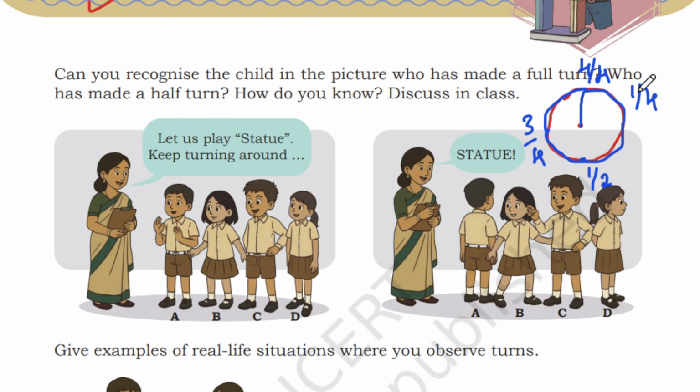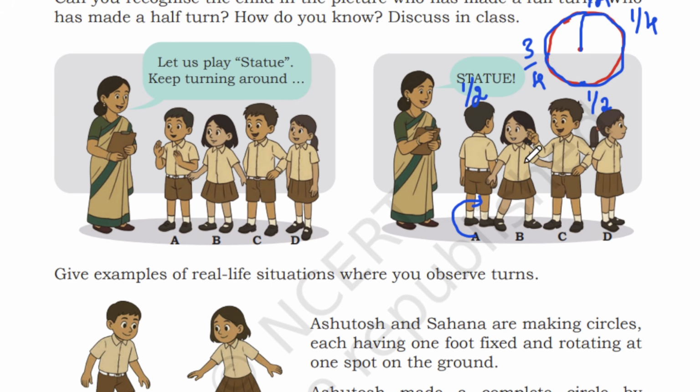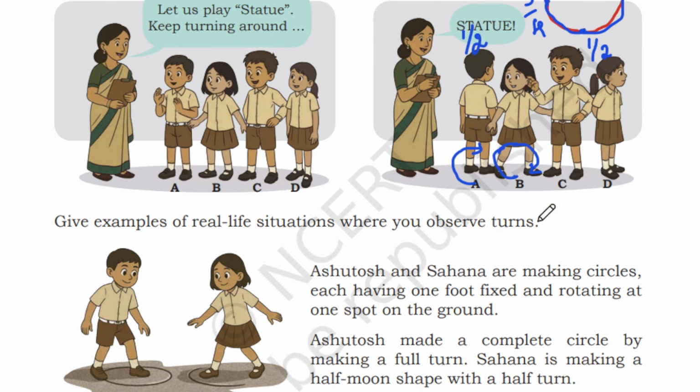Okay. So let's see in this picture. So we have A. What is he doing? He has done a half turn. So here he has done a half turn. And she has done a 3/4 turn. Look at this picture. She has gone here, again half turn. Again she is here now. So she has done 3/4 turn.